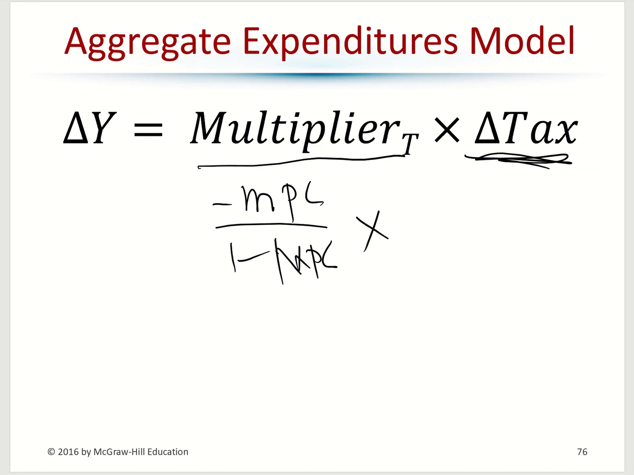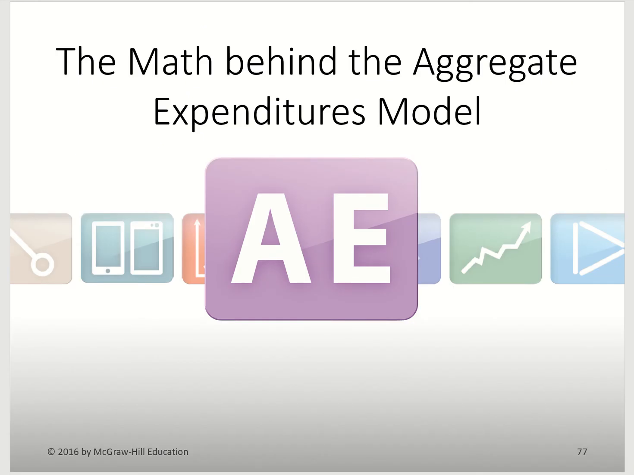All right, so the next section is the math behind it. Let me see if I can show you this using my notepad. All right, so our aggregate expenditure equals consumption plus investment plus government spending plus net export.